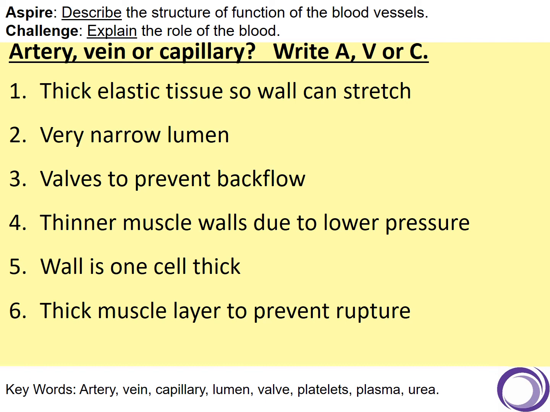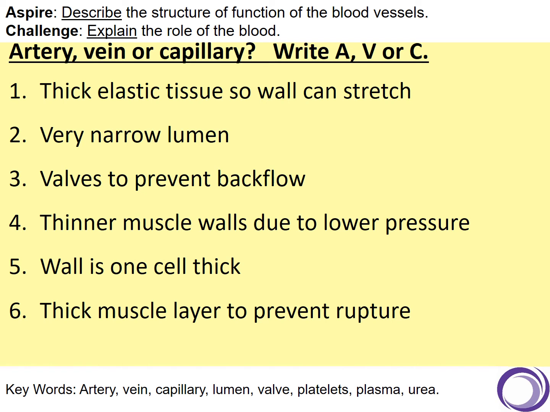So number 1, thick elastic tissue so the wall can stretch. Is that an artery, a vein, or capillary? Number 2, a narrow lumen. Is that an artery, a vein, or capillary? Remember, lumen meaning that little hole. Might be 2 of them.